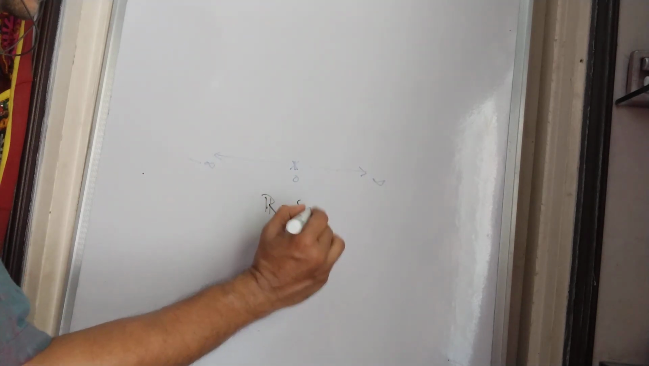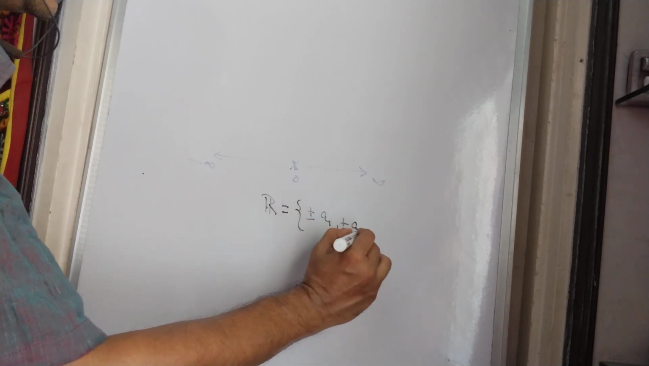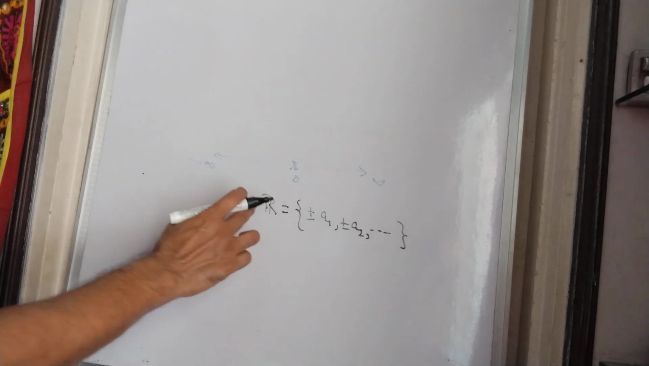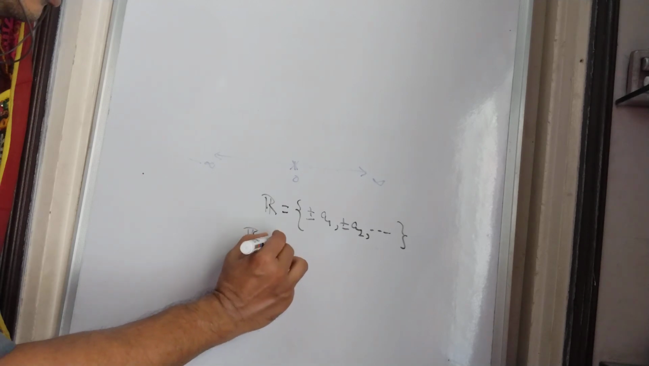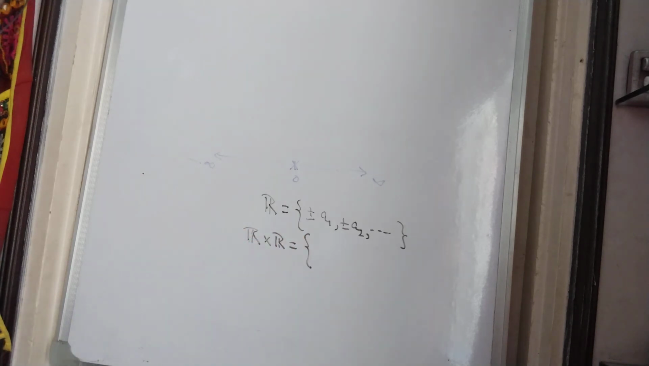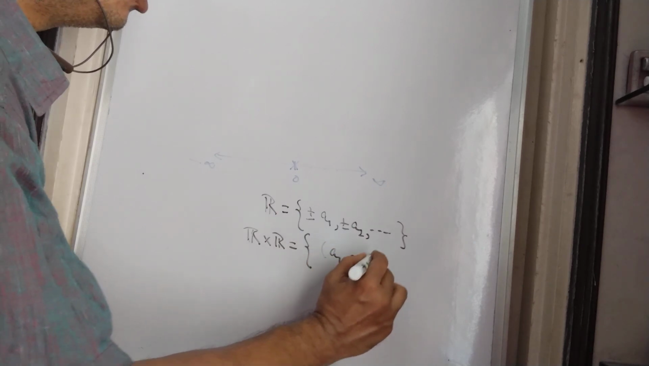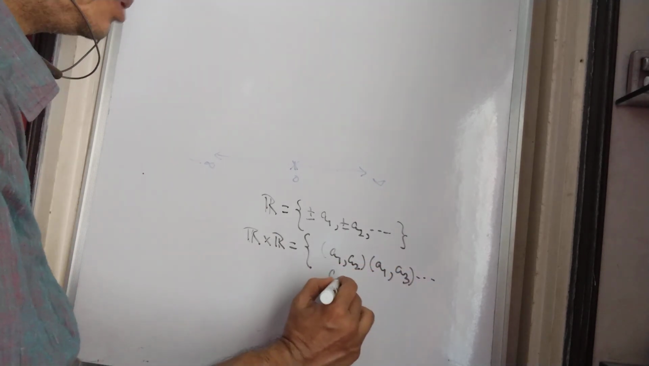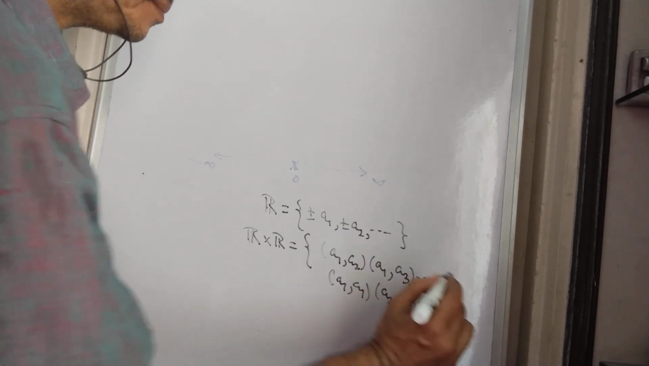So we may write them as plus minus a1, a2 and so on. So remember that this is an infinite set. So what will be R cross R according to the definition of Cartesian product? So we have all the linear combinations like this: (a1, a2), (a1, a3) and so on. Obviously we have (a1, a1) as well as (a2, a2) and all the possible combinations.